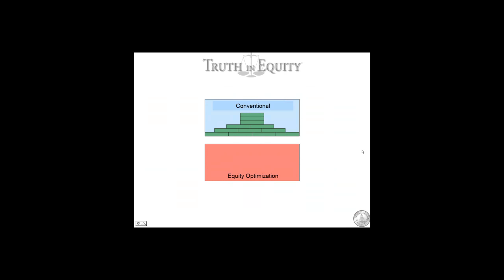Now if you take that and mirror it, remember the red is debt, the red charges us interest. We get nothing out of the blue sky, but the red is charging us interest. So if we just mirror the same thing from the conventional into the debt, we've reduced the amount of red in there, which means we have reduced interest. We're paying back and saving money by operating on the equity optimization side.